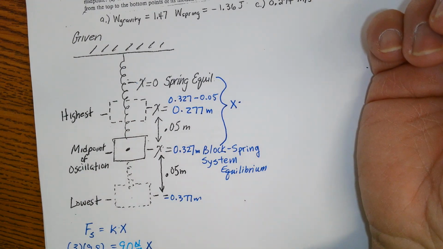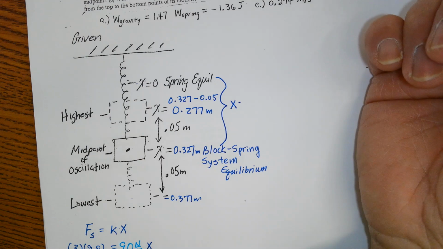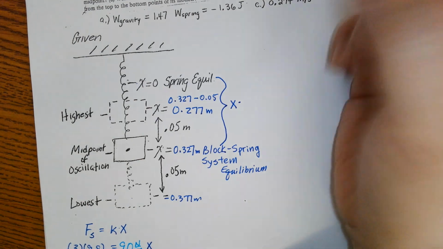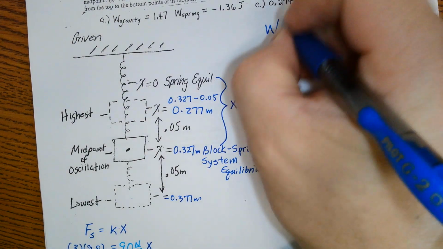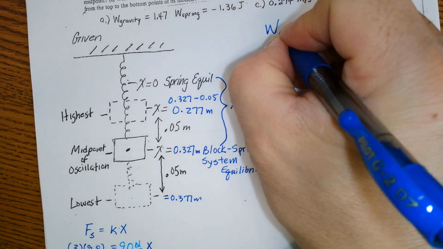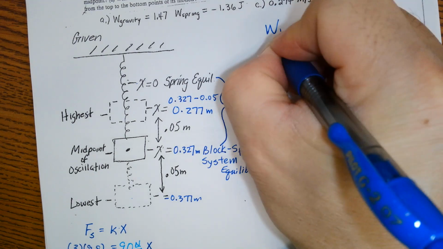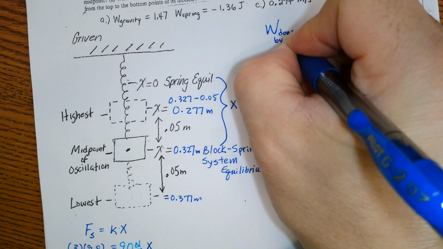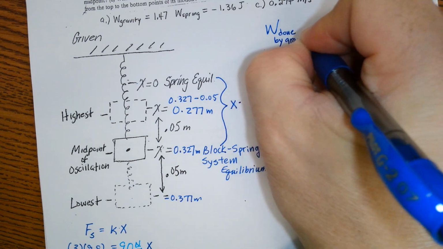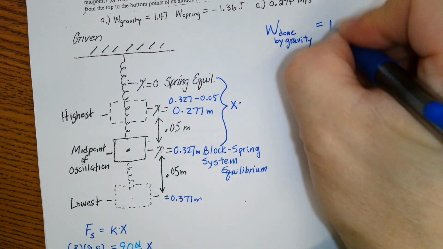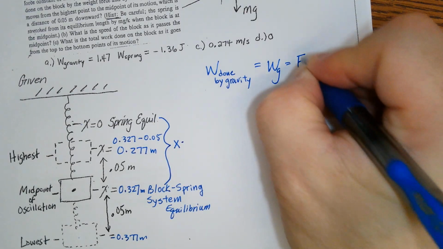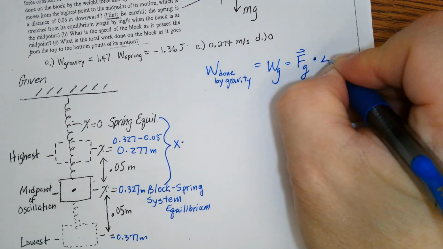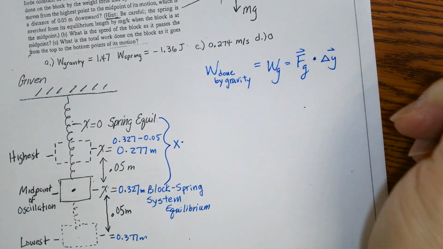All right. So now let's take a look at what's going on with part A. Part A asks how much work is done on the block by the weight force. So they want to know what work done by gravity is. Work done by gravity is equal to Fg dot delta y.